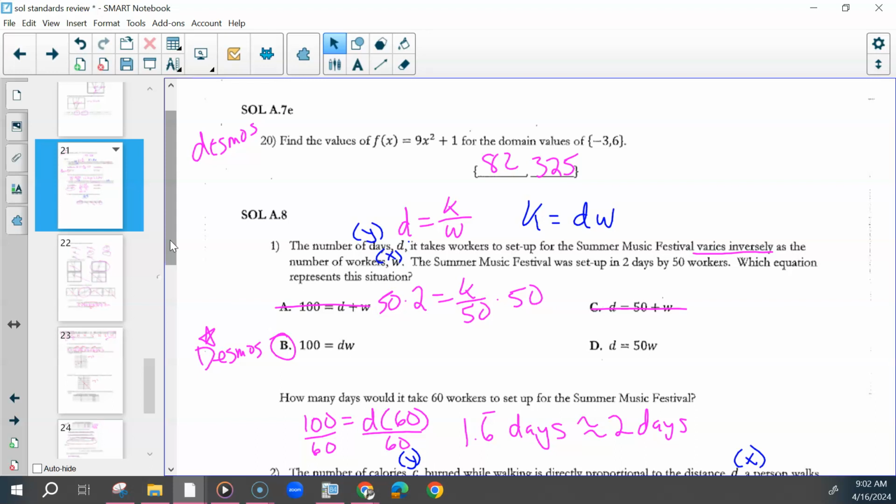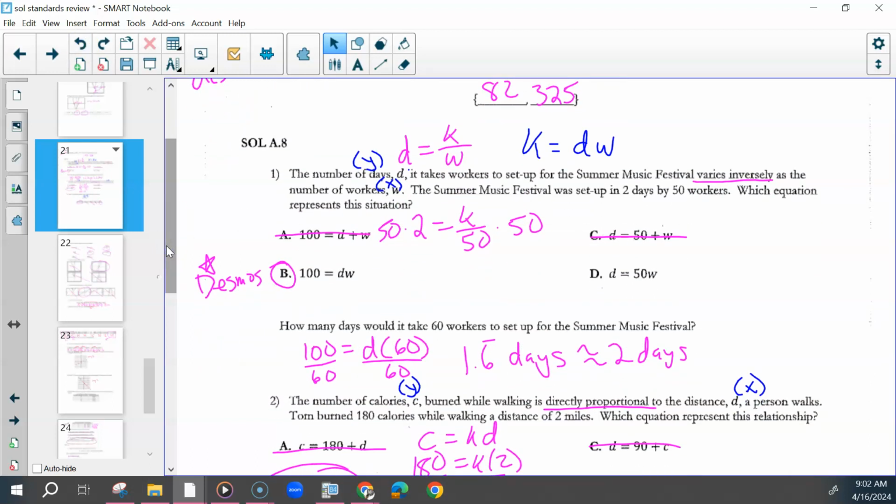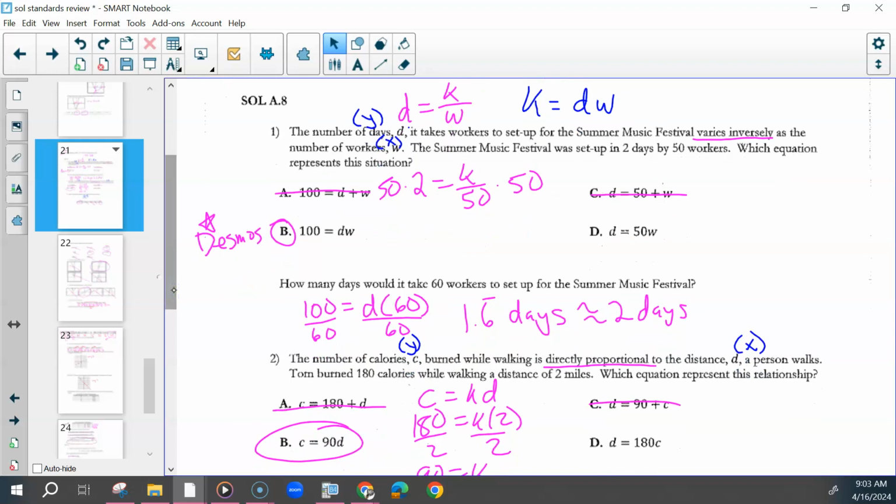SOL 8 was all of your direct and inverse variation. So if you remember what your inverse variation looked like, to find k, you're multiplying the two variables. The equation itself is k over x usually, but this one has different variables. So you could eliminate a and c, and then the one that looked like one of those two was b. You'd have to find your k value. And then using that equation, I could find when x or w is 60, and that would be about 2 days.